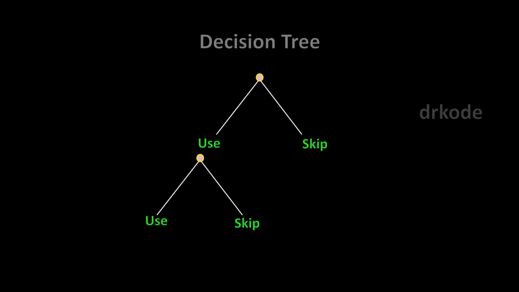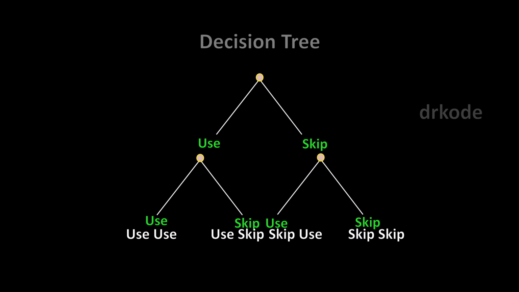First, we have to understand the basics of a decision tree. First, we can use or skip. Now we can use or skip. Now we can use or skip. At the end, we get some combinations like use, skip, skip, use, skip, skip. That's it, the decision tree. So, just going back to the main story of the problem.